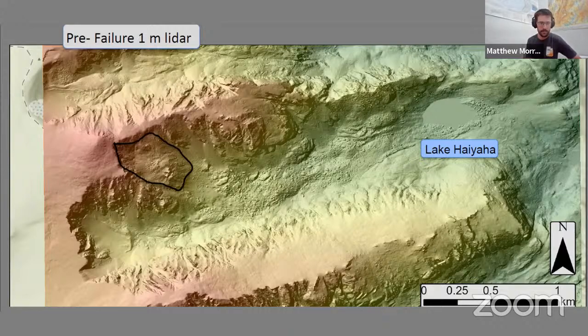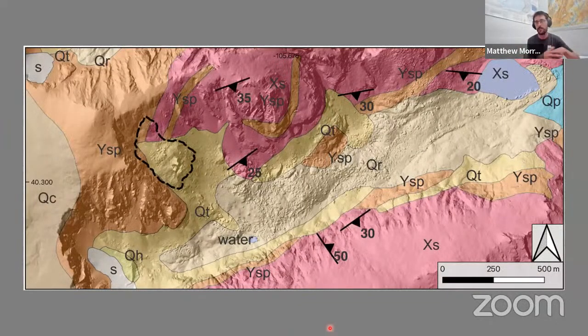And again, Lake Haiaha, popular hiking destination, and there were some eyewitnesses to this landslide who took video looking across the valley. Background geology for this area is some of the oldest rocks in North America, at least in the United States, with this silver plume granite, and the XS here is a biotite schist. The landslide took place across the boundary between these two rock types.